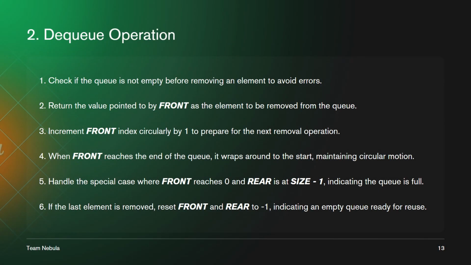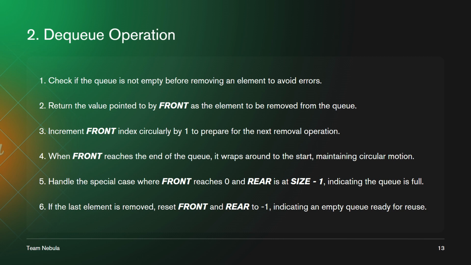DQ operation. First, we need to check if the queue is empty before removing an element. We don't want to remove something that's not there, right? That's not possible. So when we remove an element, we return the value pointed to by front. That's the element we want to take out of the queue.